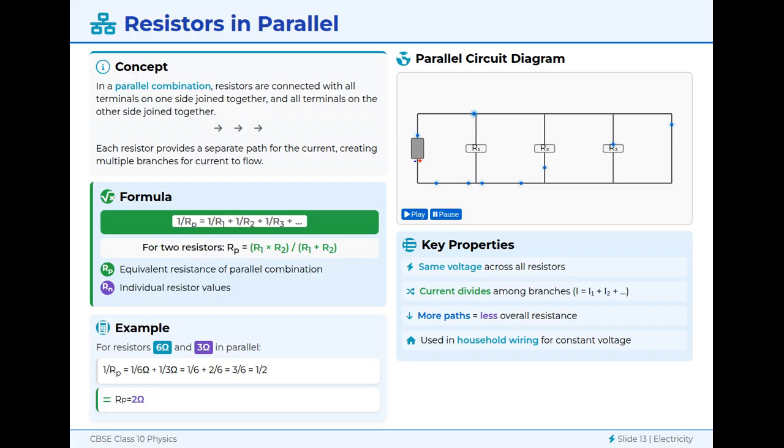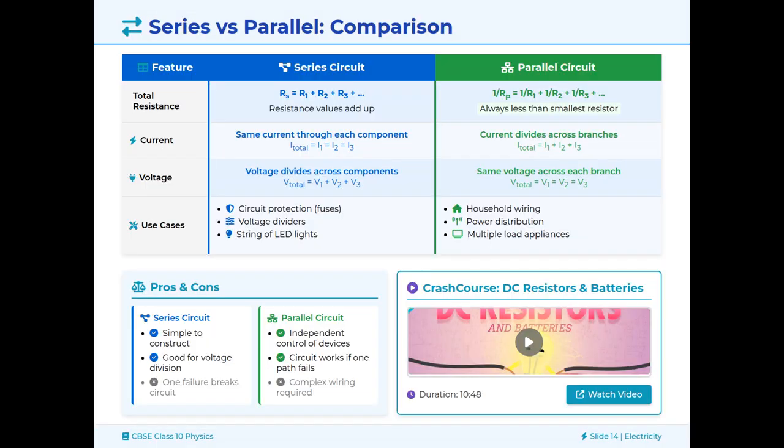The second type of connection is the parallel configuration. Here, the terminals of all the resistors are connected across the same 2 points, providing multiple paths for the current to flow. The defining characteristic here is that the voltage across each parallel component is exactly the same. The total current from the source splits, right, with a portion flowing through each branch.